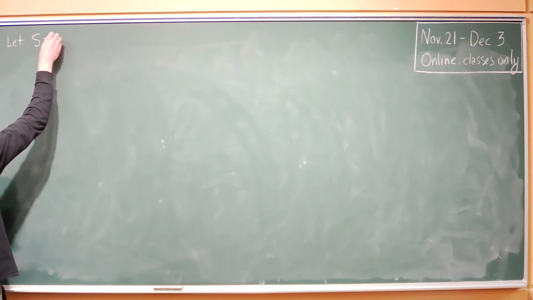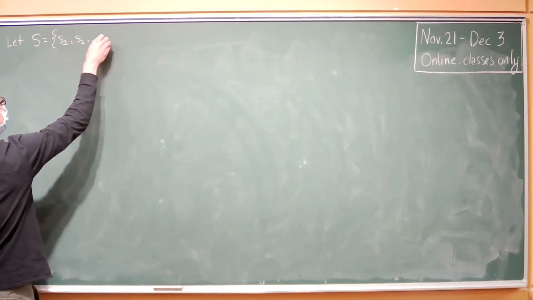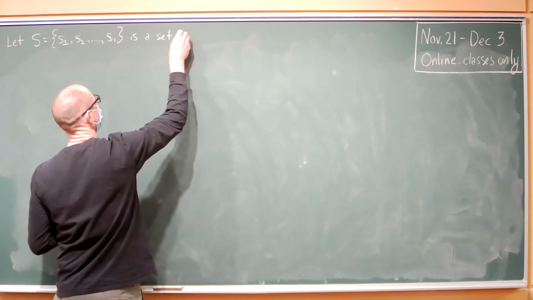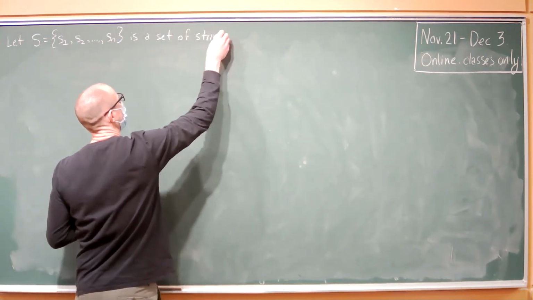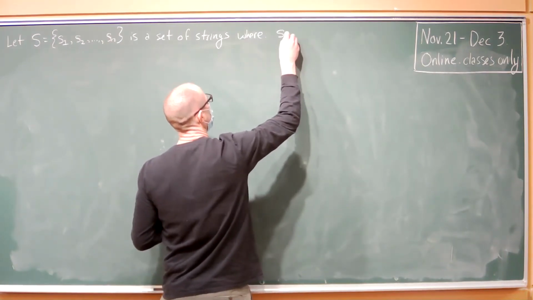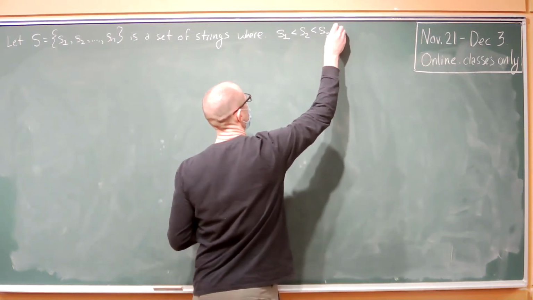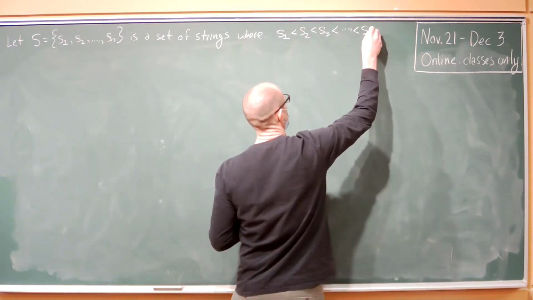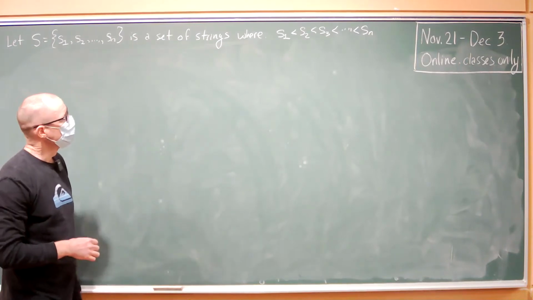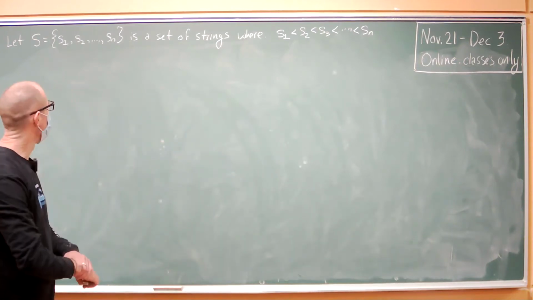So first we'll start with, let's say we have a set S, S1, S2, up to Sn, a set of strings. And we'll use the convention that S1 is lexicographically before S2, which is lexicographically before S3, and so on, all the way up to Sn. So if we were to sort those strings in lexicographic order, alphabetic order, dictionary order, then that's the order that they appear in.